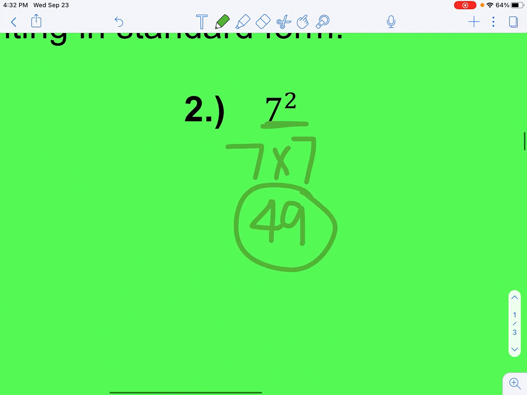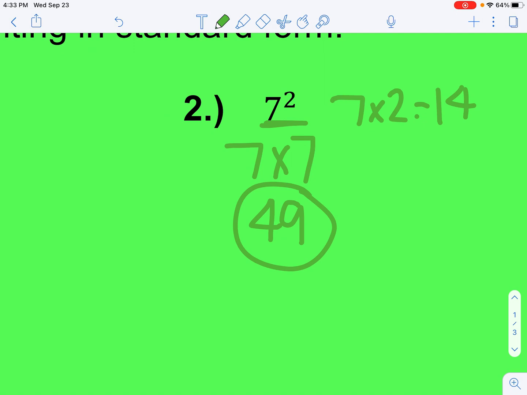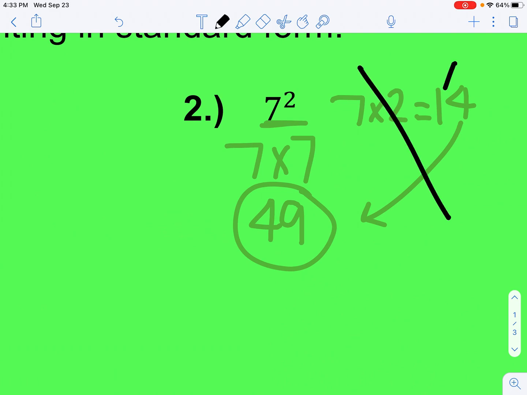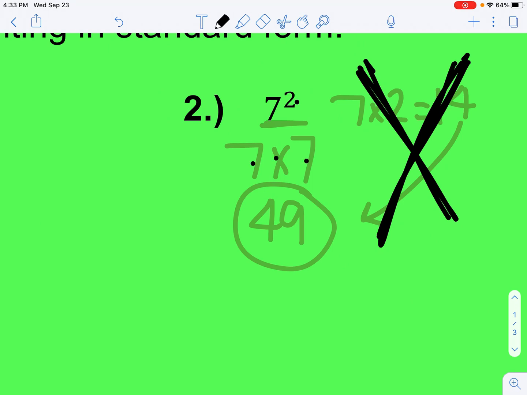One thing to note, a lot of kids, when they see 7 squared, they think it's 7 times 2, which is 14. Is that the same as this? No. Please do not do this. 7 squared is saying 7 times 7, 7 times something twice.